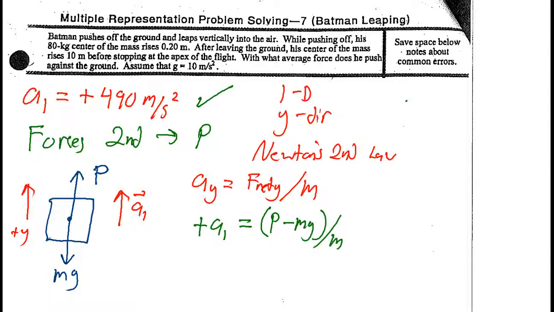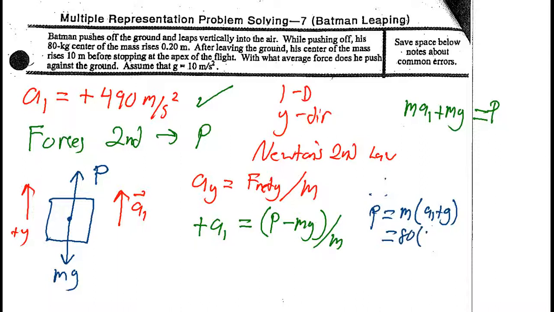And now if I solve that expression for the pushing force, I would get m times a1 plus m times g equals the pushing force. So plugging in the numbers, P would be, actually I can factor out an m and get m times a1 plus g. So the mass of Batman was 80 kilograms. a1 was equal to 490 meters per second squared. g is approximately equal to 10. So we have 80 times 500, and 8 times 5 is 40 with 3 more zeros. So that gives us 40,000 newtons.